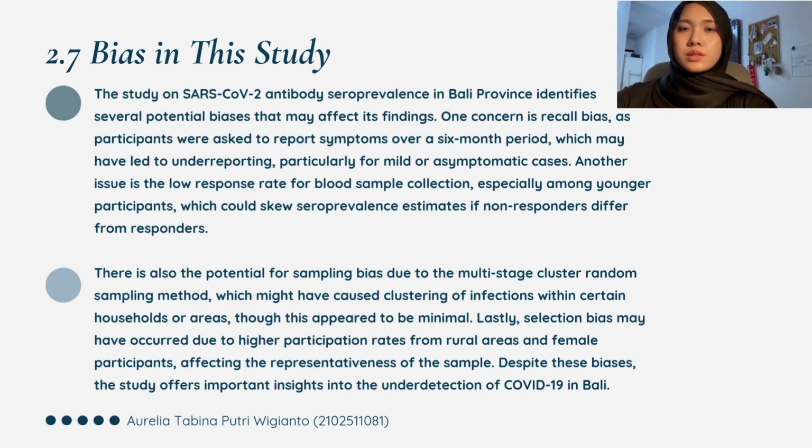Another issue is the low response rate for blood sample collection, especially among younger participants, with good seroprevalence estimates if non-responders differ from responders. There is also the potential for sampling bias due to the multi-stage cluster random sampling method, which might have caused clustering of infection within certain households or areas, though this appeared to be minimal. Lastly, selection bias might have occurred due to higher participation rates from rural areas and female participants, affecting the representativeness of the sample. Despite these biases, the study offers important insights into the underdetection of COVID-19 in Bali.